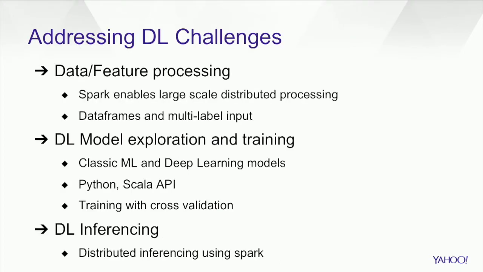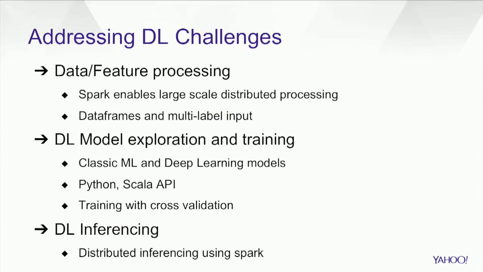With this centralized system, we are able to address a lot of challenges in deep learning, specifically data and feature processing. Spark enables large-scale distributed processing. And we have these nice DataFrames where we've added multi-label input support. You can also do model exploration and training with classical machine learning techniques and deep learning on the same Spark cluster. So you can, for example, have Caffe, and you can have MLlib from Spark and exchange the data between the two.